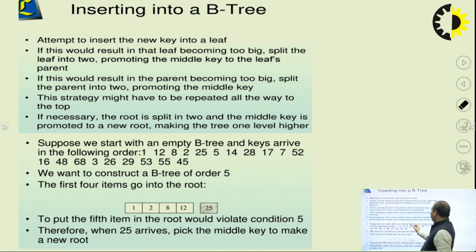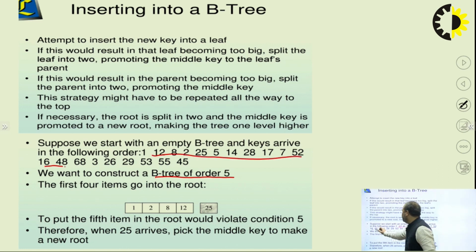Suppose we start with an empty B tree and keys arrive in the following order. We want to construct a B tree of order 5. By that you can understand how a B tree could be constructed. So what is given? A B tree of order 5. These are all the key values of that node. So how do we construct it?